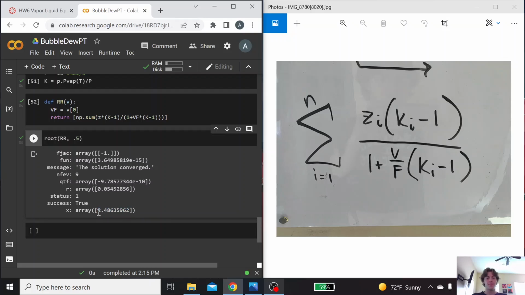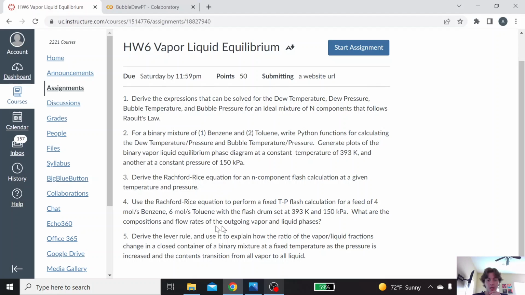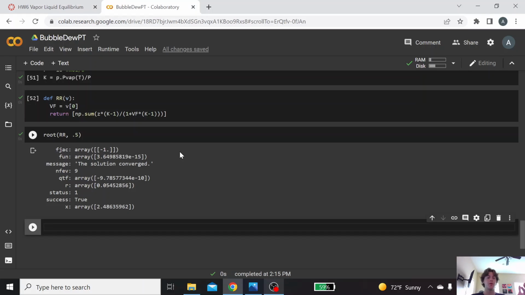As you can see, it's over 1, which I'll explain a little later in the video once we get the rest of the parts that the problem is looking for. It's also looking for the compositions and flow rate of the outgoing vapor and liquid phases. So we need to find the total amount of moles in the vapor phase, the total amount of moles in the liquid phase, and the composition of both of those.